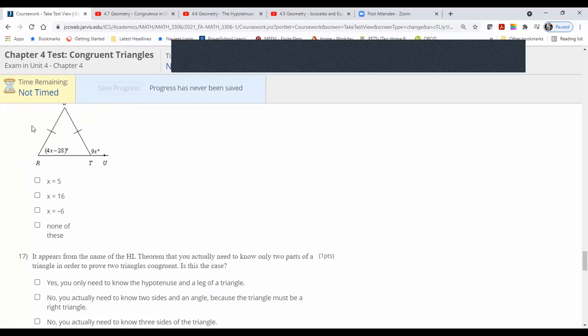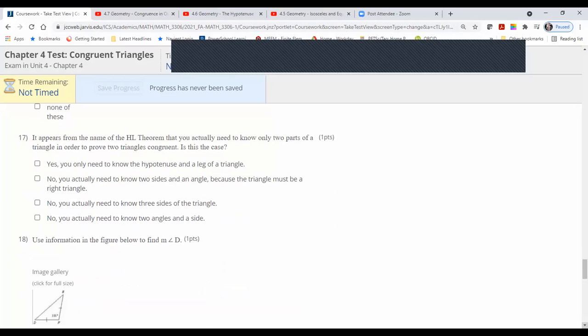Because this is an isosceles triangle, this angle is equal to this angle. So that means if you add this with this, it gives you 180 degrees, right? And you can find what x is. Okay. Yeah, so this is by definition. Okay, so you need to read the definition again, and you can answer this question.